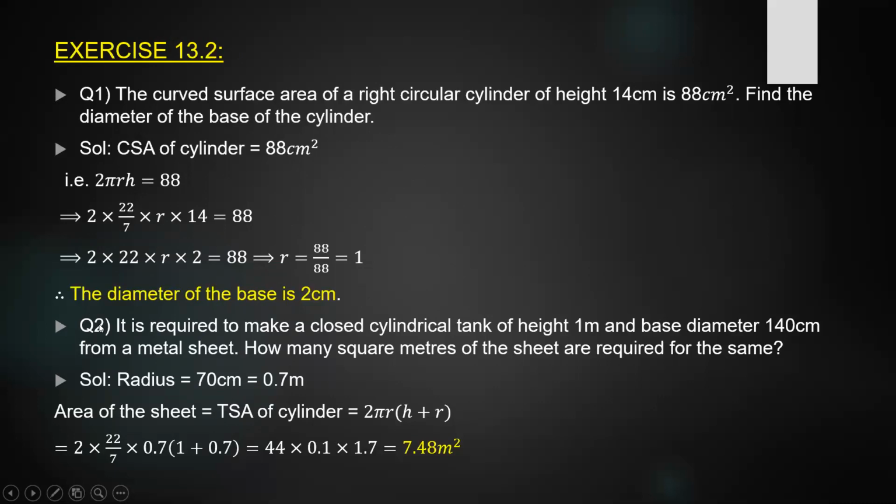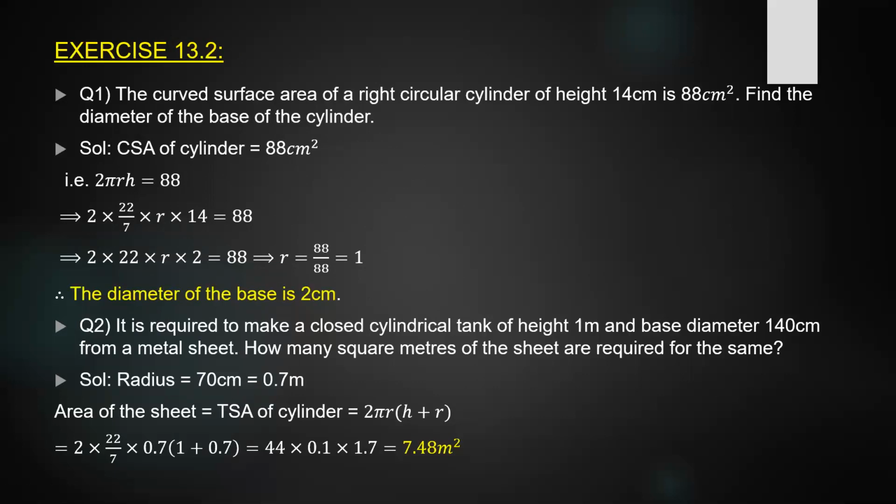Question number 2. It is required to make a closed cylindrical tank of height 1 meter and base diameter 140 centimeters from a metal sheet. How many square meters of the sheet are required for the same?